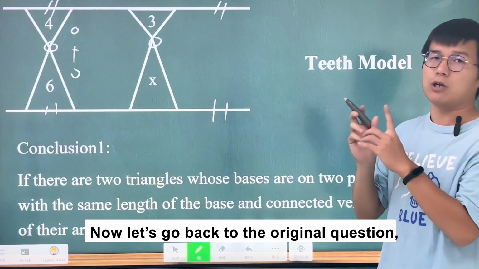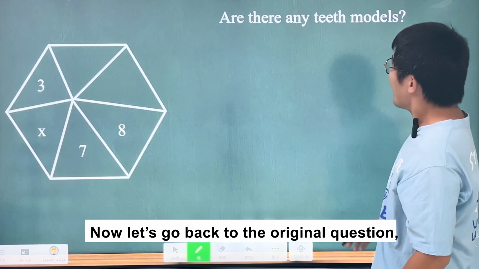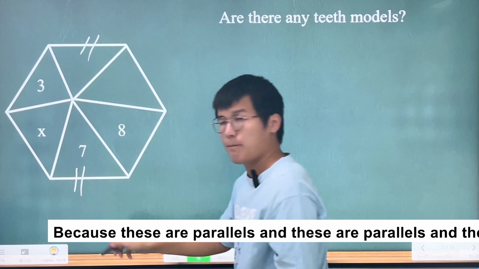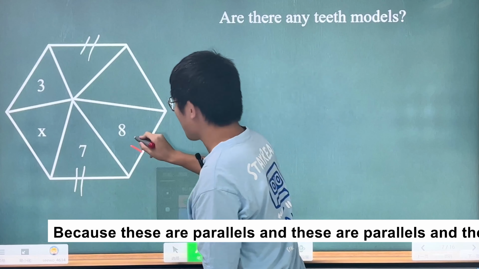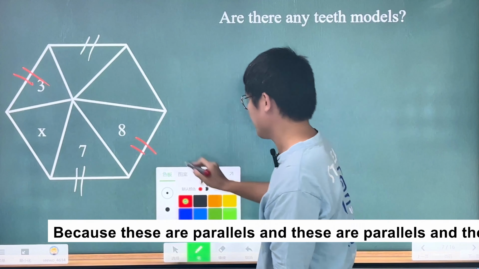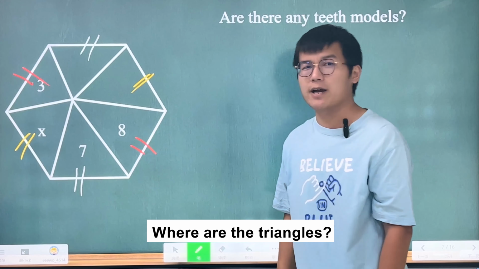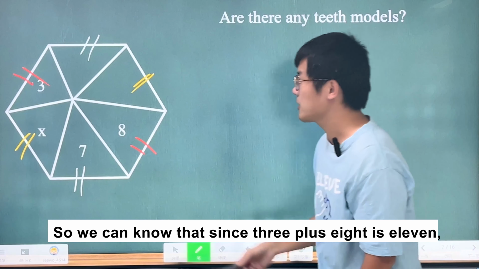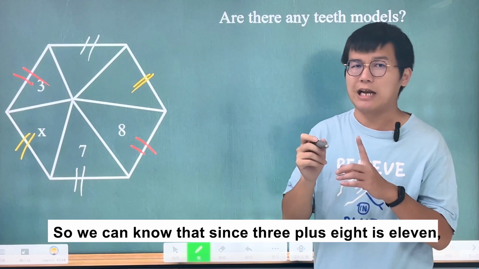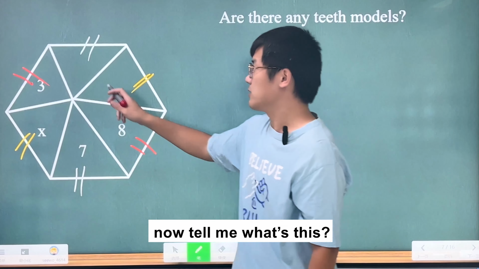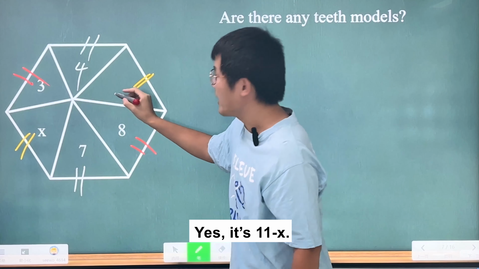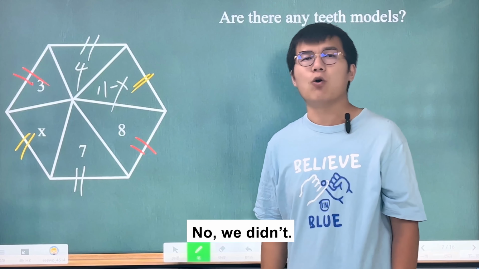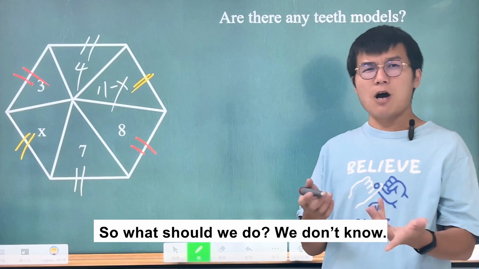Okay, now let's go back to the original question. Are there any teeth models? Yes, certainly, because these are parallels. And these are parallels, and these are parallels. Where are the triangles? Yes, these 2, and these 2. So we can know that since 3 plus 8 is 11. So now tell me, what's this? Yes, it's 4. And what's this? Yes, it's 11 minus x. So did we solve the question? No, we didn't. So what should we do? We don't know, but don't worry.